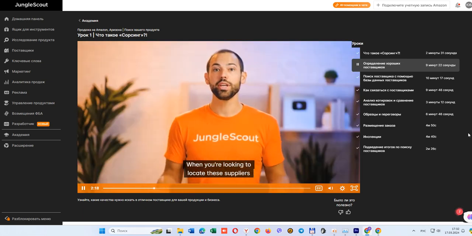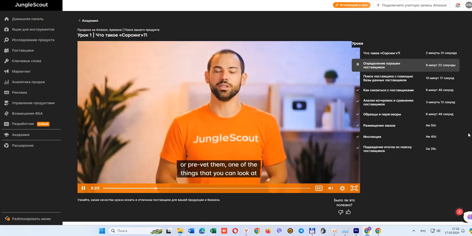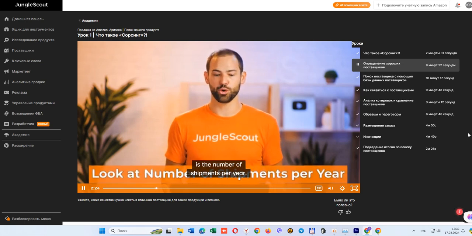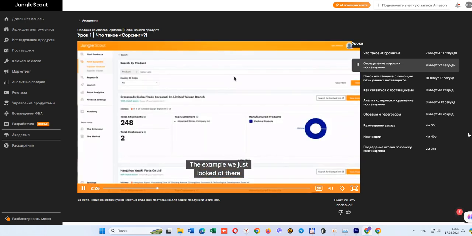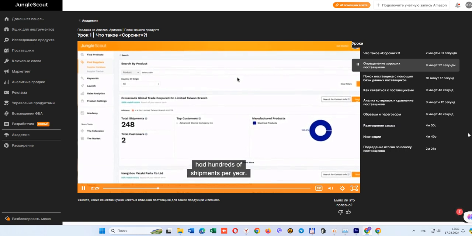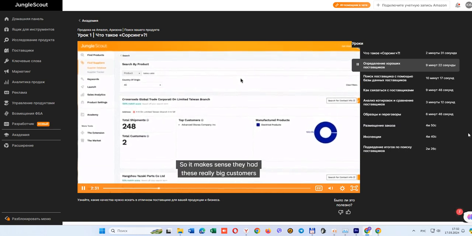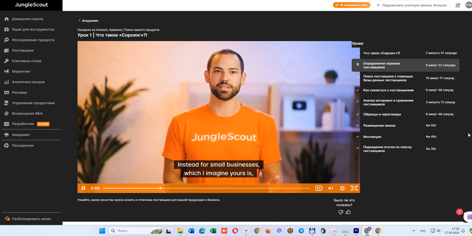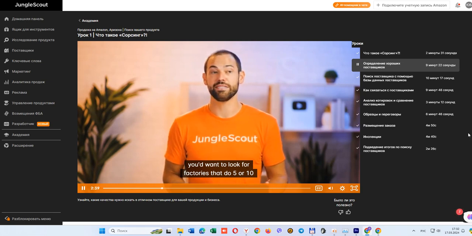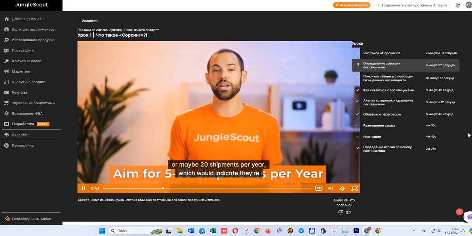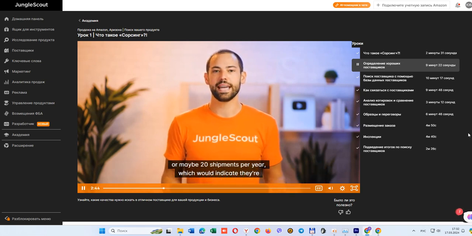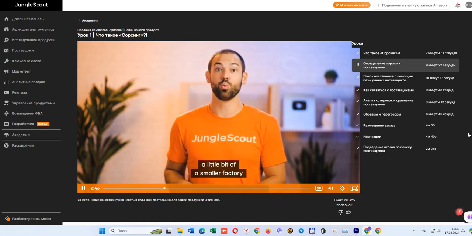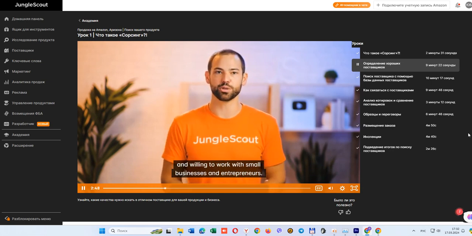When you're looking to locate these suppliers or pre-vet them, one of the things that you can look at is the number of shipments per year. The example we just looked at there had hundreds of shipments per year, so it makes sense they had these really big customers like CarQuest. Instead, for small businesses, which I imagine yours is, you'd want to look for factories that do 5 or 10 or maybe 20 shipments per year, which would indicate they're a little bit of a smaller factory and willing to work with small businesses and entrepreneurs.